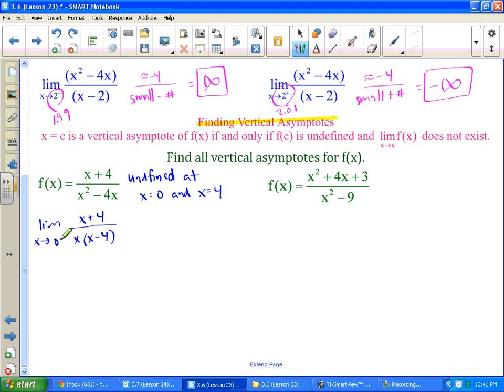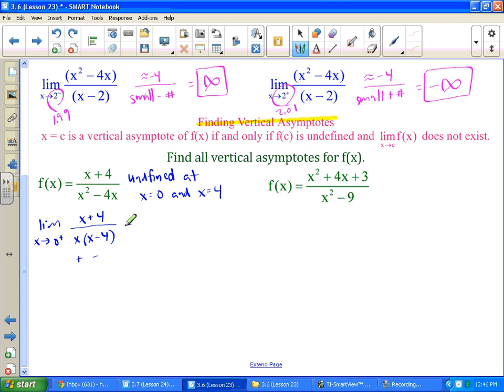Let's say I plug a 0 from the right. The numerator is going to be about 4, isn't it? The denominator, if I plug 0 from the right, this is slightly positive, and this is negative. And isn't it going to be a really small number if this is really, really close to 0? Okay, so I have 4 over something really small negative, so this is going to go to what?